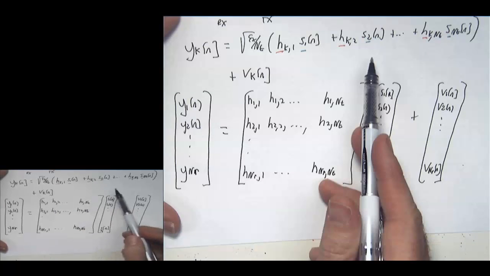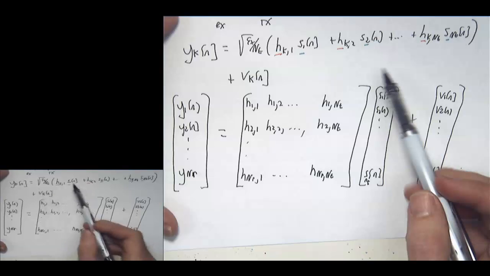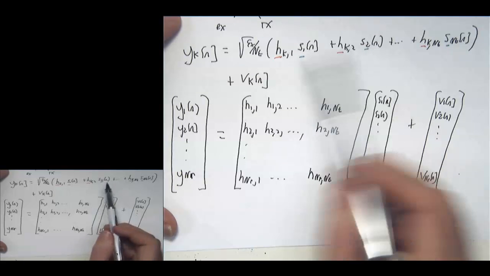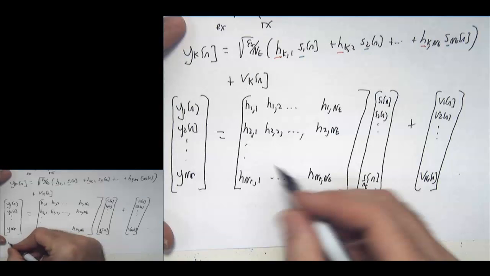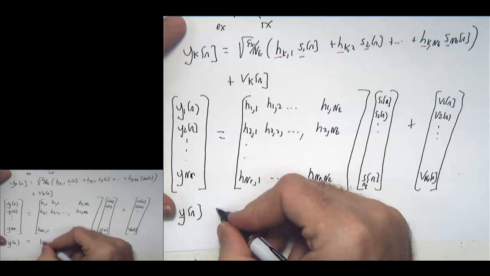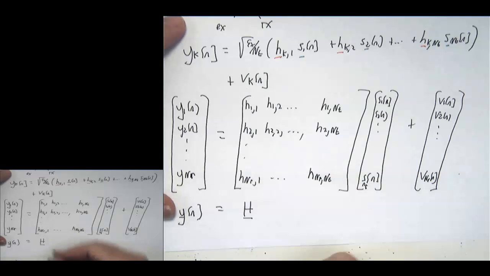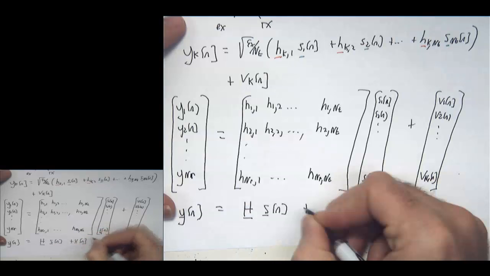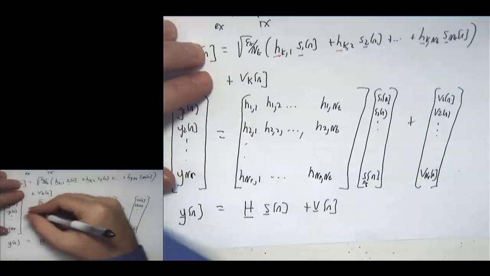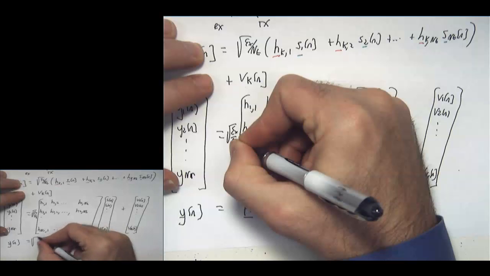And we've done this because every receive antenna sees an observation of the transmitted symbols with a different linear combination, a different set of weights, and different noise. And we're going to rewrite this using vector form. Call this y of n is equal to H, our channel matrix, times vector s of n plus v of n. Oh sorry, I forgot the square root of Es over nt, which we're going to use for performance analysis.